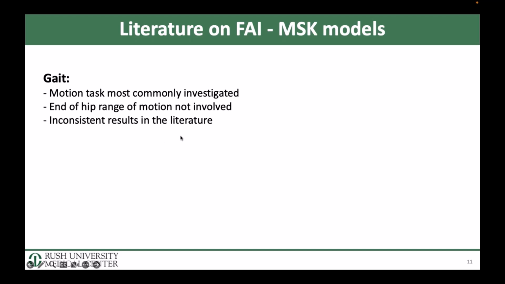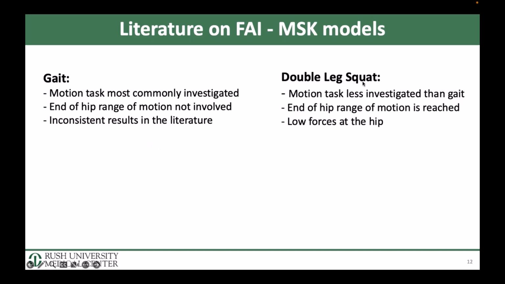And so basically the fact that inconsistent results are obtained means that some studies for the same biomechanical variable found some differences between patients and controls, maybe in terms of the peak values of a biomechanical variable or of the overall shape throughout the motion task, while others do not find any differences. So there is some kind of inconsistency. Some studies found differences, but other studies didn't find any differences. This is actually true, for example, about gait. Then we have double-leg squat, which is a motion task less investigated than gait in this framework.